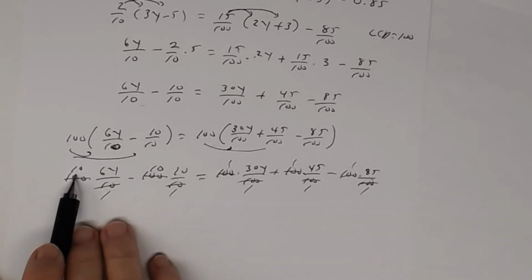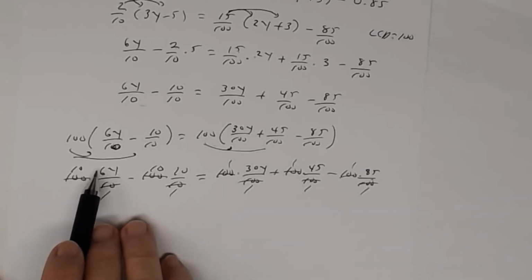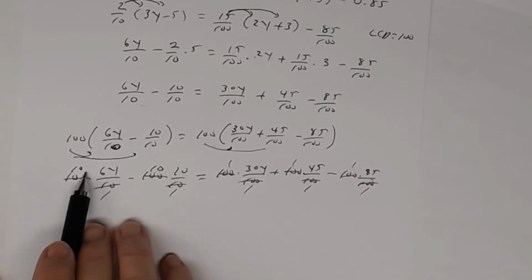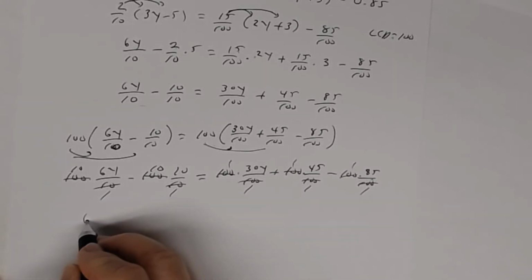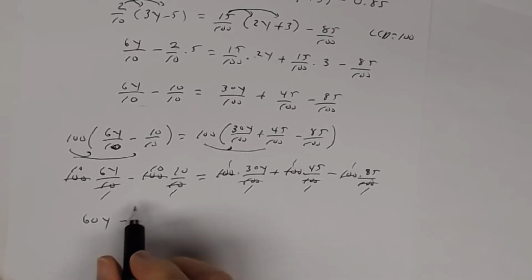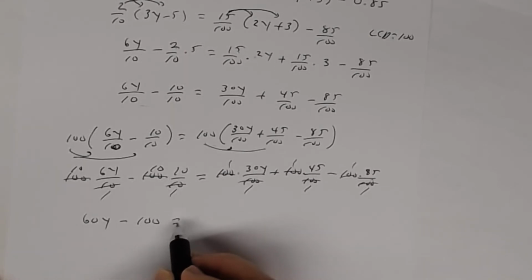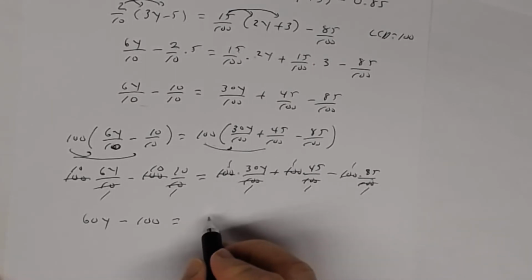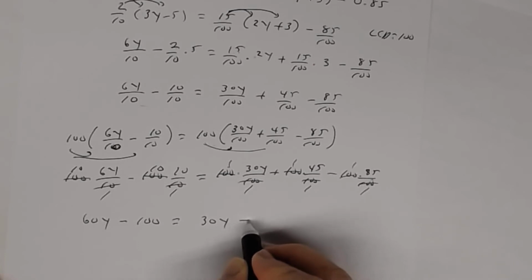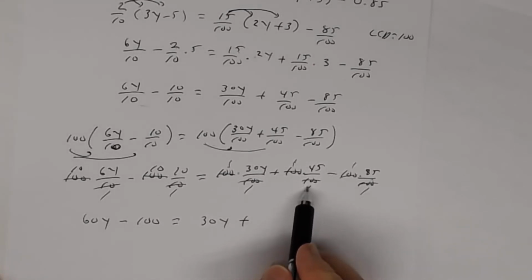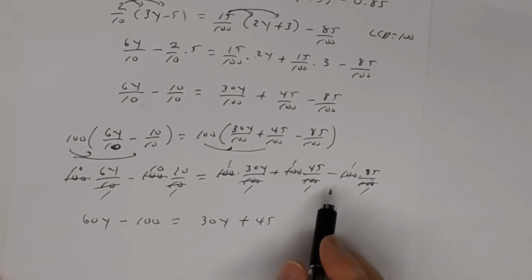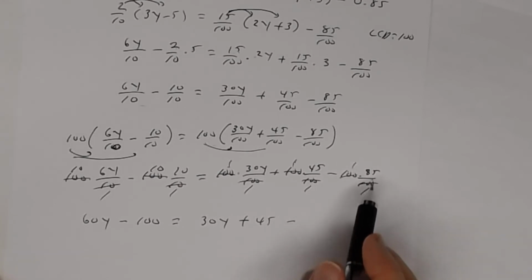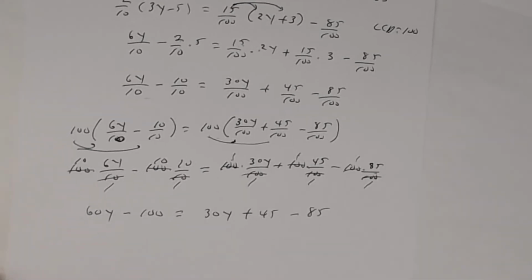Okay? All right, now let's go ahead and simplify. 10 times 6y, 10 times 6 is 60, right? And then I get 60y here. Minus 10 times 10 is 100. Equals 1 times 30y is 30y, plus 1 times 45 is 45, minus 1 times 85 is 85.